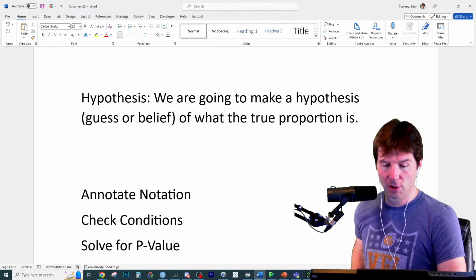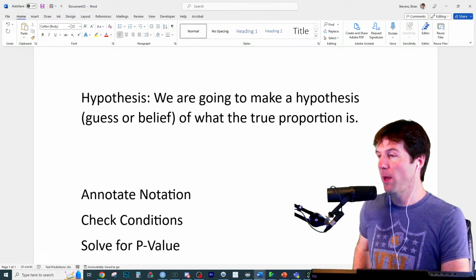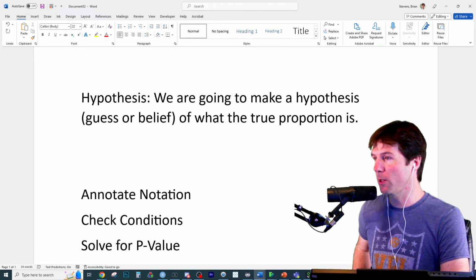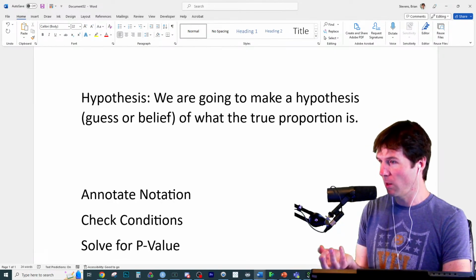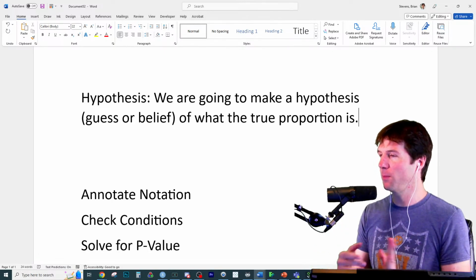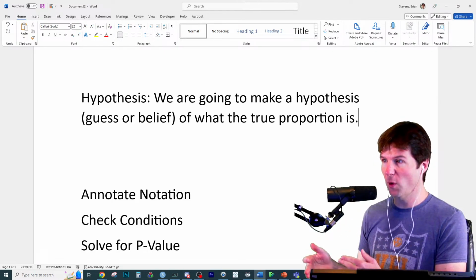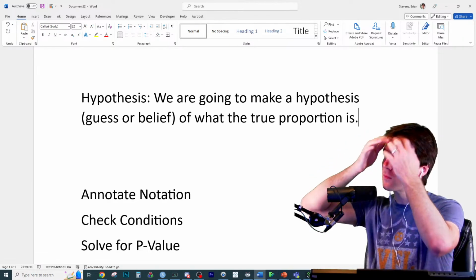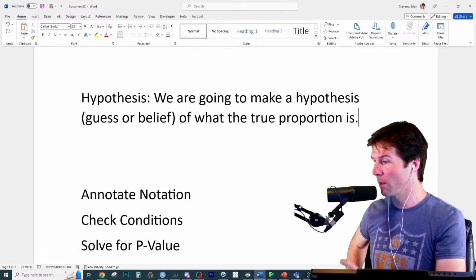Like, if I told you what percent of UT likes pepperoni pizza, what percent do you think? Which percent is proportion, basically? Percent is more like a whole number, like 84%, but decimal would be proportion, like 0.84. So what percent of UT do you think likes pepperoni pizza? And it doesn't mean it's true.